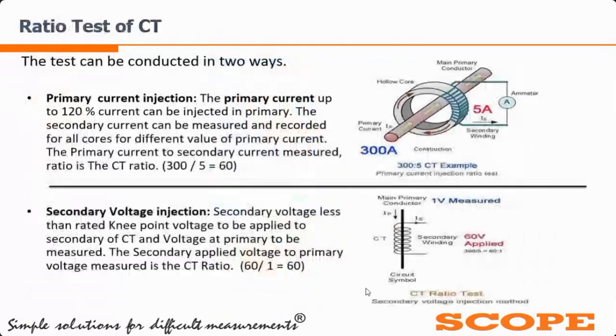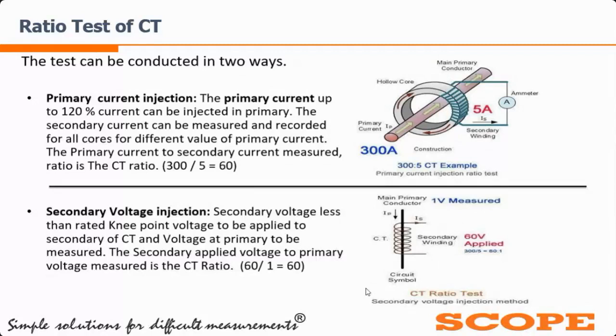Let us understand what the ratio test of CT is. We can conduct the ratio test in 2 ways: the first is the primary current injection method, and the second is the secondary voltage injection method. That is the current method and the voltage method. In the current method, we have to inject a rated current from the CT primary side, that is from points P1 and P2, and measure the CT secondary current from points S1 and S2. By formula, primary current divided by secondary current is equal to the CT ratio.